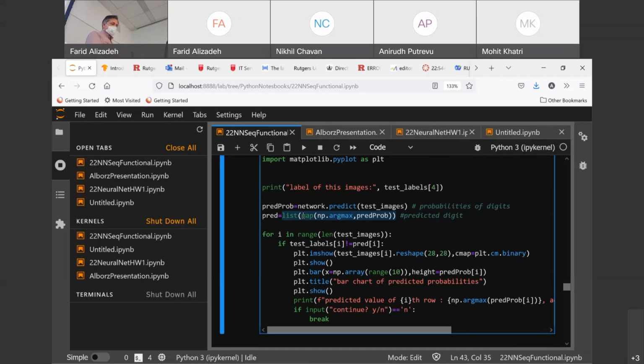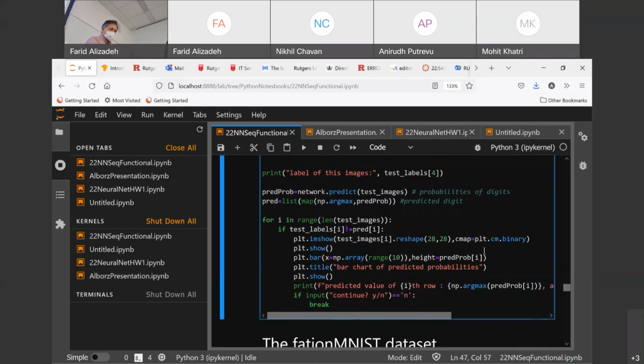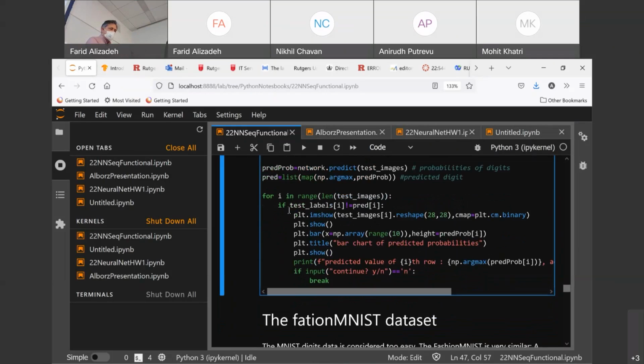And then through the Python map, I apply it to this array, and so I generate my own predicted class. Okay, and then the rest is the same. I go through all the test labels, and if they are not equal, if they are errors, I will go over them. So let me run this.